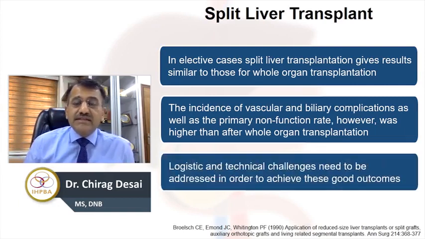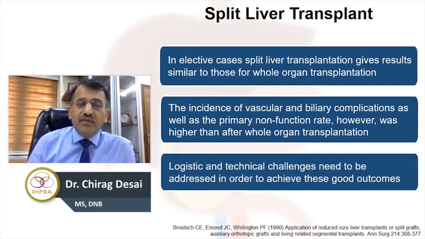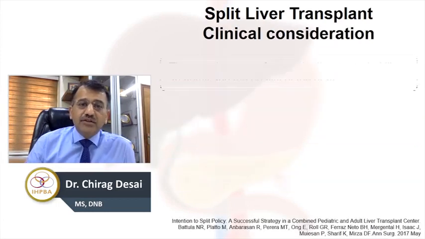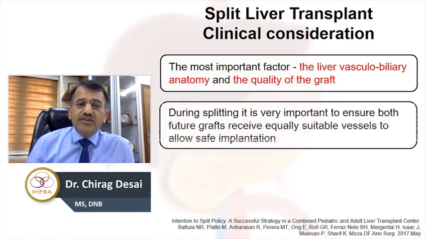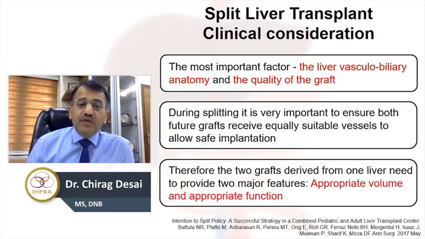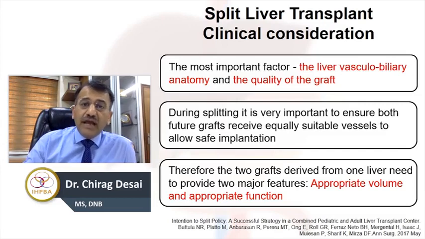Logistics and technical challenges are there, and it's difficult in a new center. However, in an established center with a good number of surgeons in the team, this is a viable and feasible option in selected livers. The most important factor is the liver vasculobiliary anatomy. During splitting, it is very important to ensure that both the grafts get good vessels and a good biliary system. Therefore, the two grafts derived from one liver need to provide two major features: appropriate volume and appropriate function, inflow and outflow in both the recipients.